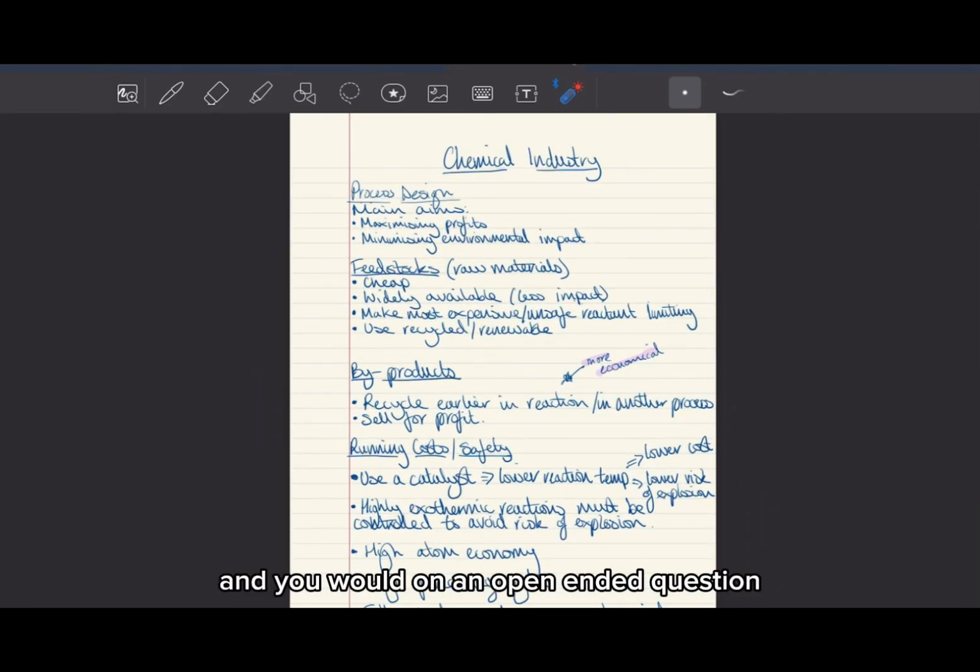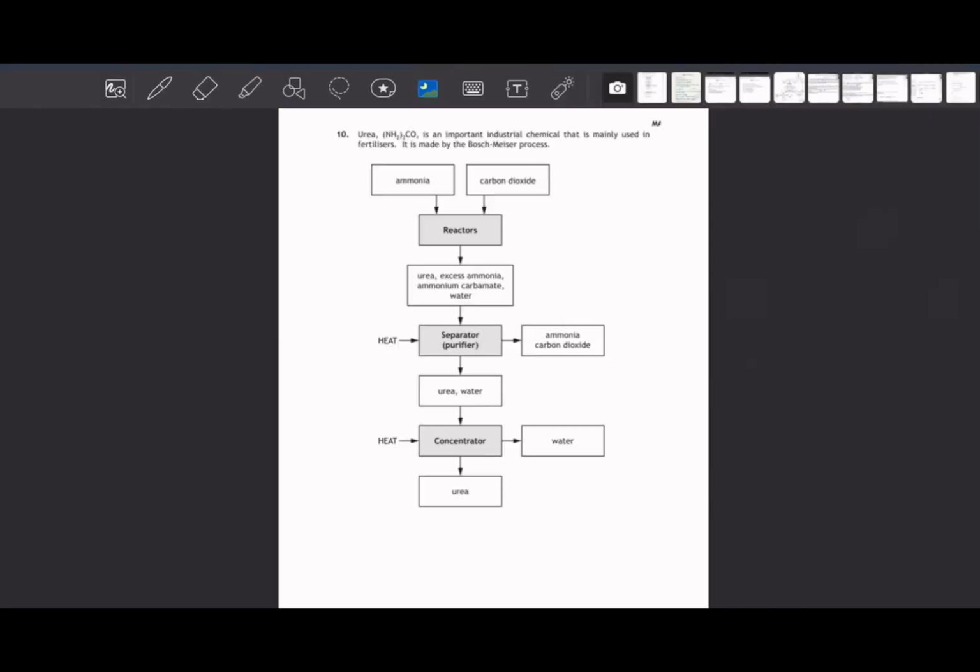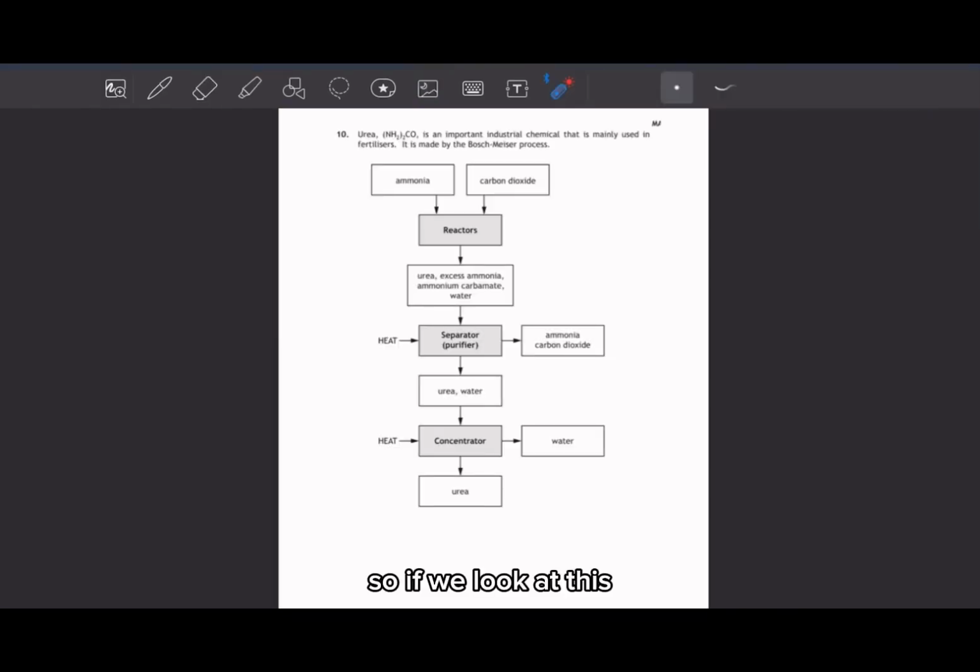You would, on an open-ended question, want to elaborate on a lot of these bullet points. But like I said, a lot of it is common sense, just discussing how all of these things help to maximise profit and minimise environmental impact and improve safety. So if we look at this process here, just to finish off, this is what the industrial processes tend to look like in the SQA exams.